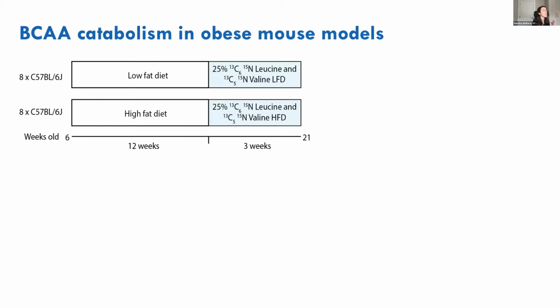So to do this then, we took black 6 mice and we fed them either a low-fat diet or a high-fat diet for 12 weeks, which is a classic model of obesity in mice. And then for the last 3 weeks, we replaced 25% of the leucine and valine in their food with 13C labeled versions of this. And then we tracked where this went.